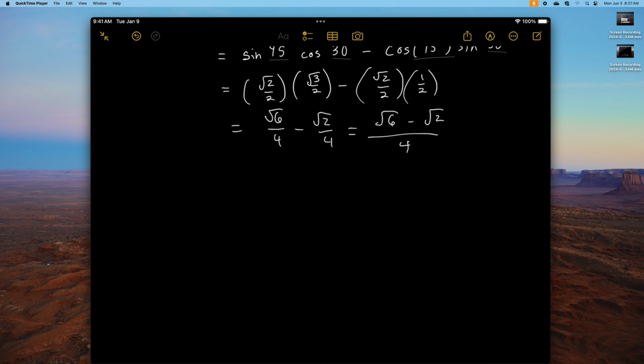How about this one? Let me come up with another good example here. How about sine of, let's do... trying to come up with something that's not on the unit circle. Let me see here. Let's do 195 degrees.